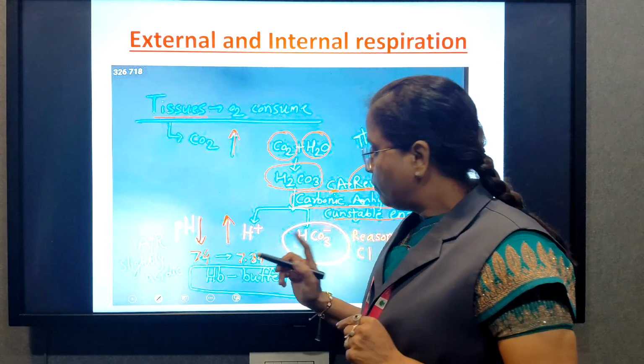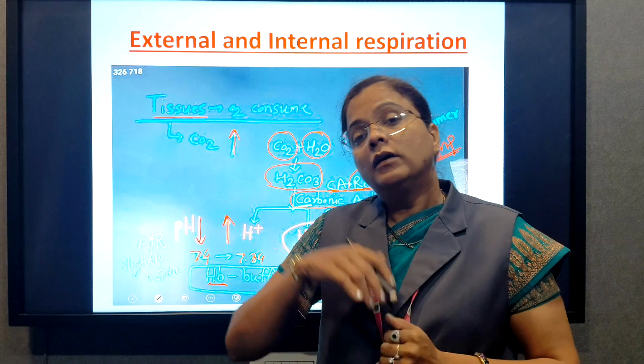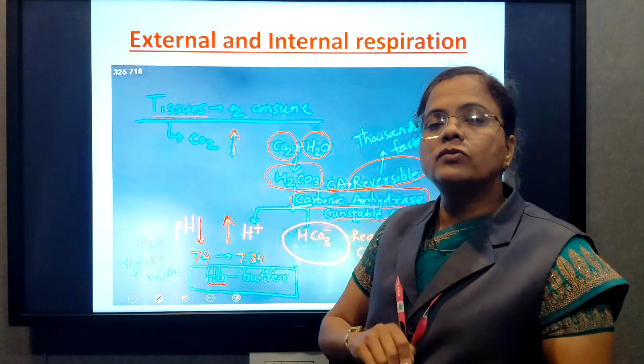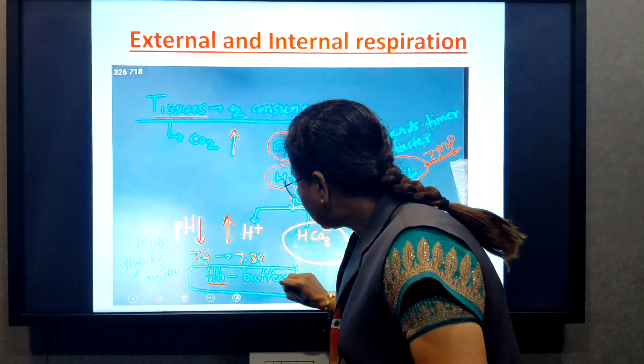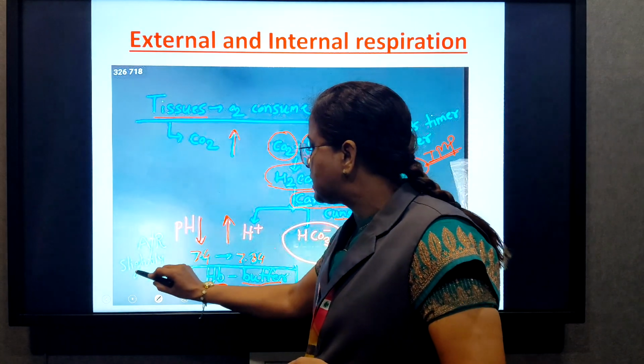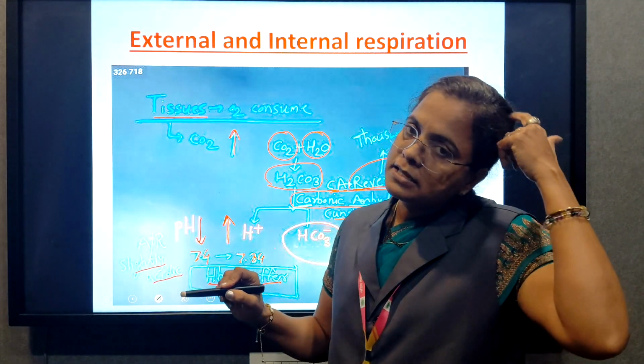Why? Because the hydrogen that is released combines with hemoglobin. So hemoglobin acts as a buffer, and therefore the blood pH is only slightly acidic, due to hemoglobin acting as a buffer.